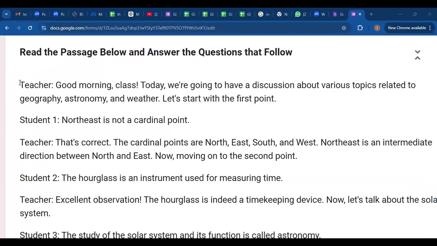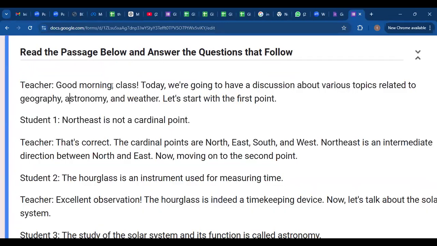Can you begin with teacher? Good morning, class. Today we're going to have a discussion about various topics related to geography, astronomy, and weather. Let's start with the first point. Continue. I'll tell you when to stop.